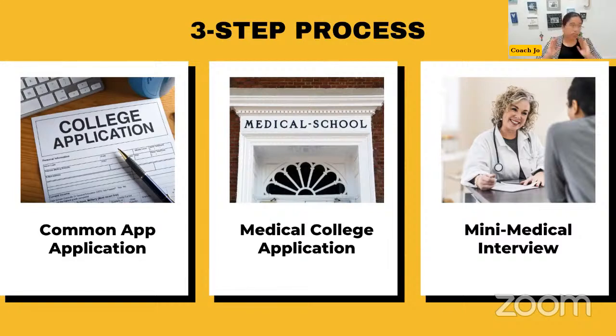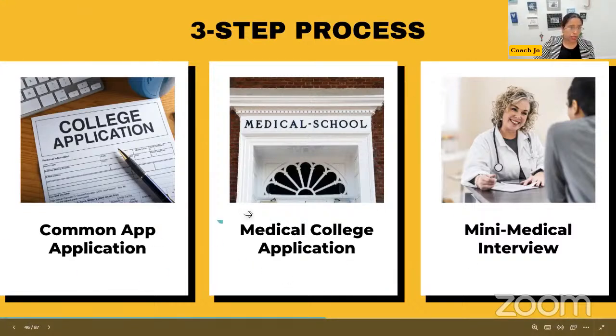Drexel was November 1st. Pitt GAP was November 1st. University of Alabama is November 15th. My students are getting ready for all of that. Okay, so this is the 3-step process. Any questions about it, please ask away.